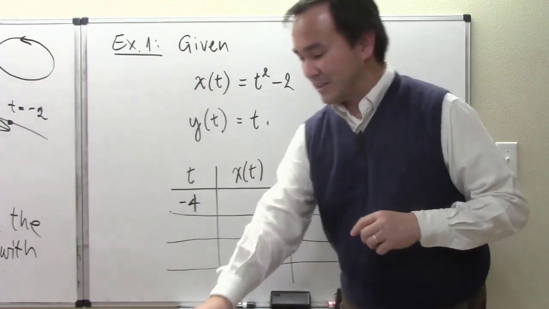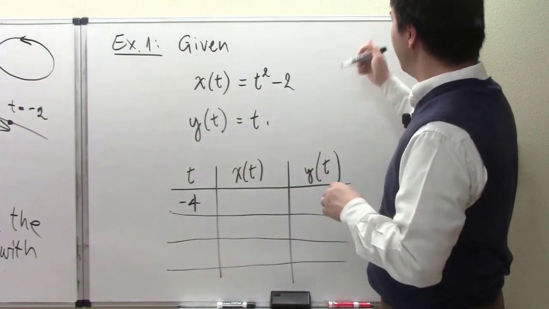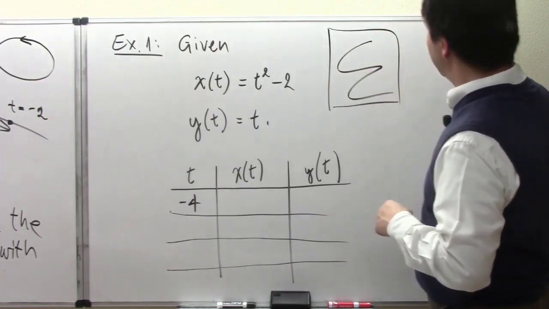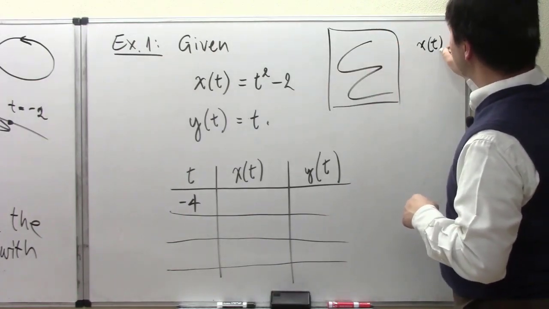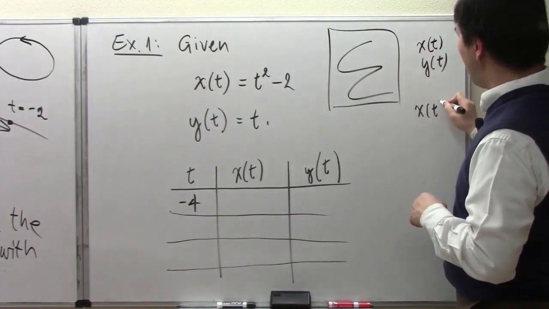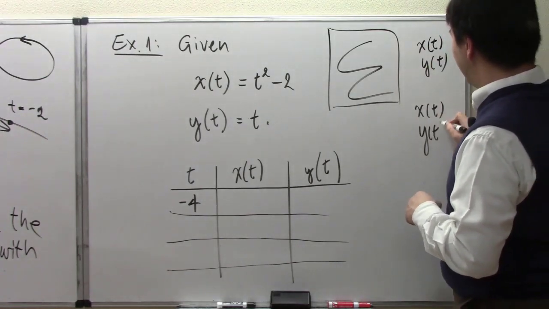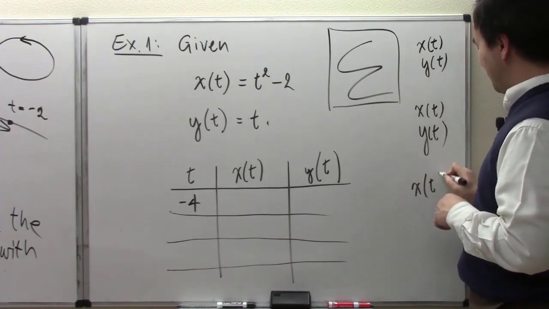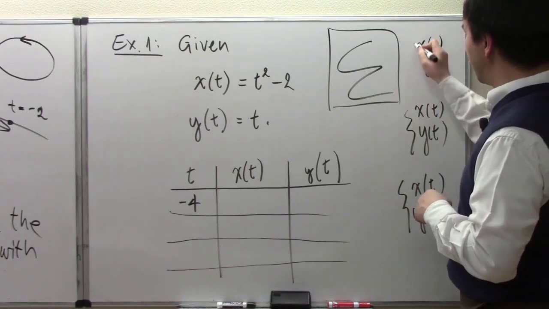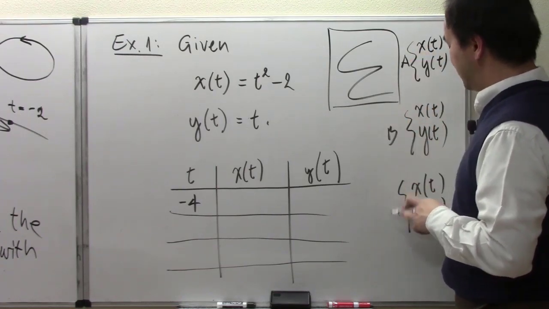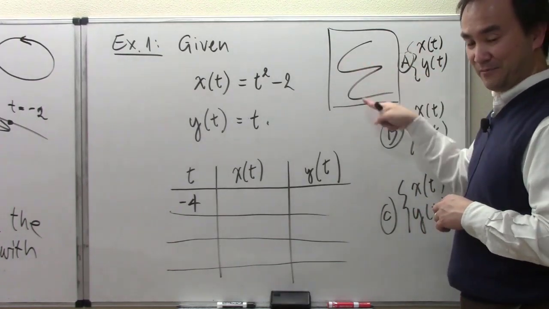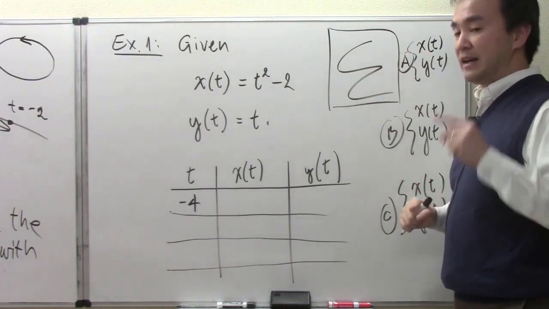the graph. Say the kind of problem will be they give you a graph, like say a graph looking like this, and there are 3 pairs: x of t, y of t, that's one pair. And then there's another pair x of t, y of t, okay? And then there's another pair x of t, y of t, okay? 3 pairs of parametric equations, and they name them A, B, and C right here. And which one here is the match for that graph being given parametrically? And that's the kind of problem.